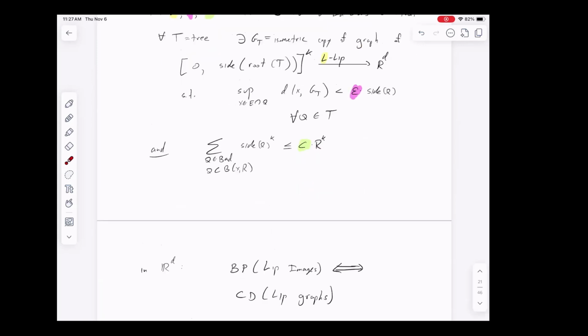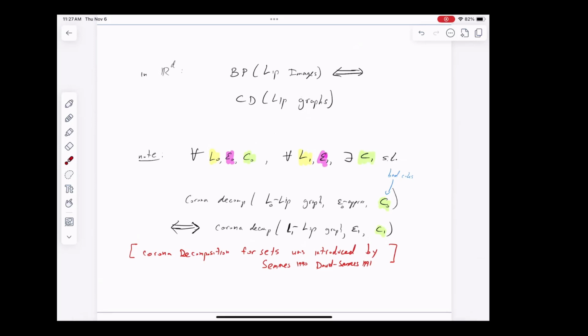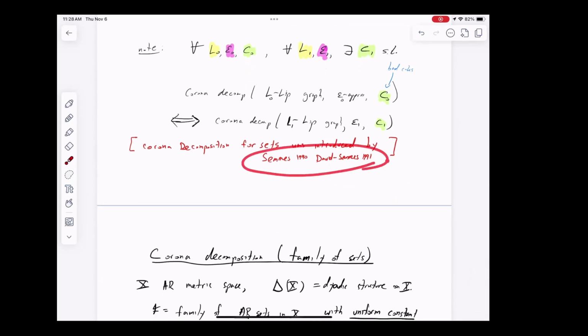But I'm in a metric setup, so I'm going to need to change this a little bit. First, I wanted to say that having big pieces of bi-Lipschitz images is equivalent to having a corona decomposition by Lipschitz graphs, and that was one of the things that David and Semmes proved. This is maybe a little bit too technical for this talk, so let me skip this. Let me just say that this allows you to change the Lipschitz constants in the approximation at will by paying a price of having more bad cubes. So this is maybe a technical thing. Semmes 1990 and David and Semmes 91: one of these things were introduced.